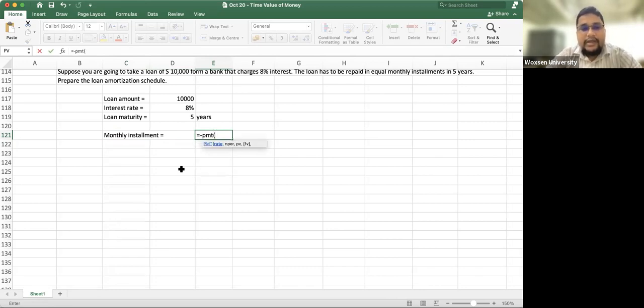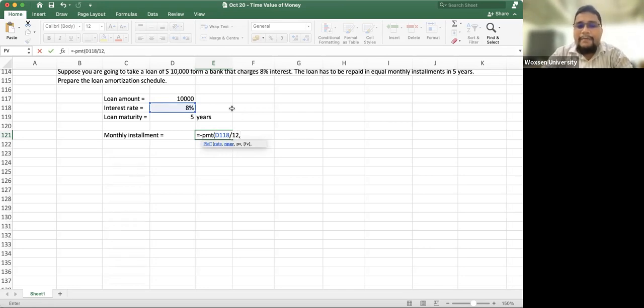The rate, what will be the rate? The rate is this one, but remember this 8% is yearly rate. If nothing is mentioned, always the rates are expressed on yearly basis. But your installment is monthly, so you cannot really use the yearly rate. You have to convert it into monthly rate. So how many months do you have in a year? 12, sir. 12 months in a year, right? Okay, so divided by 12. Now it becomes a monthly rate.